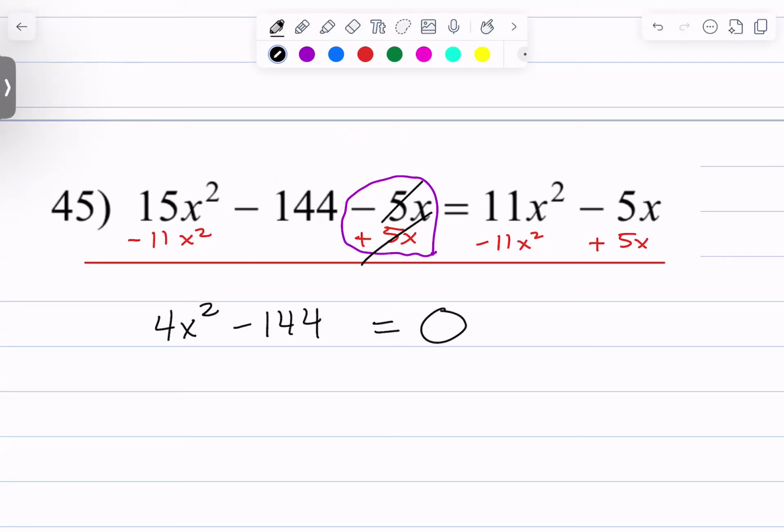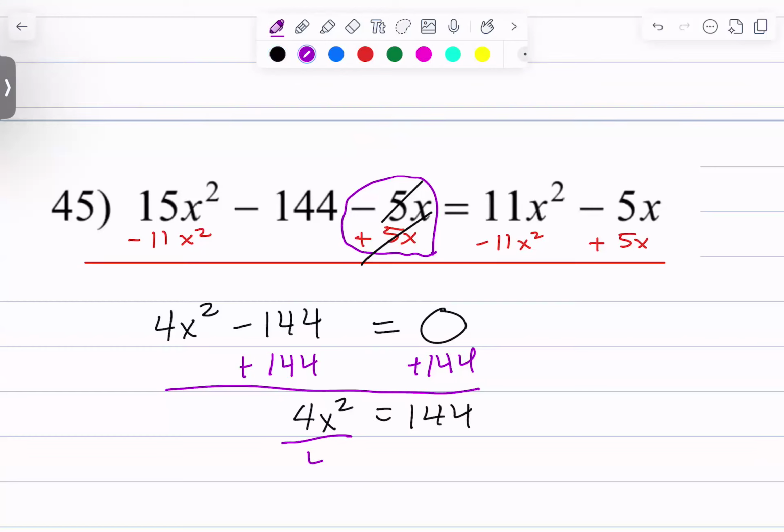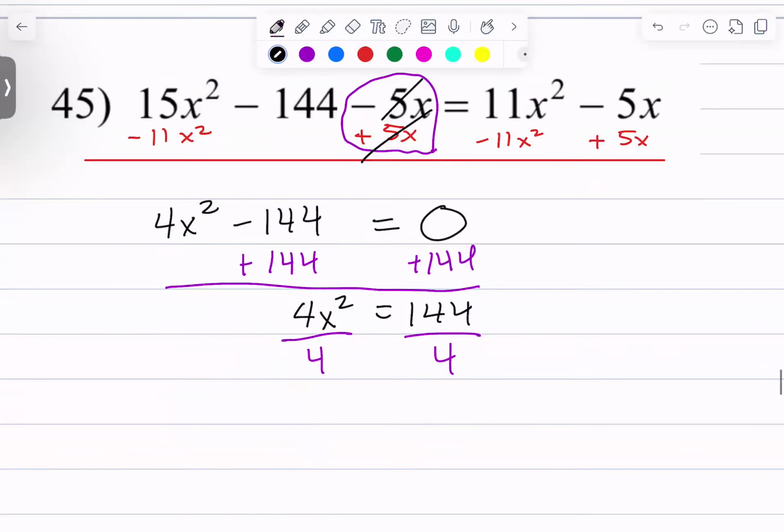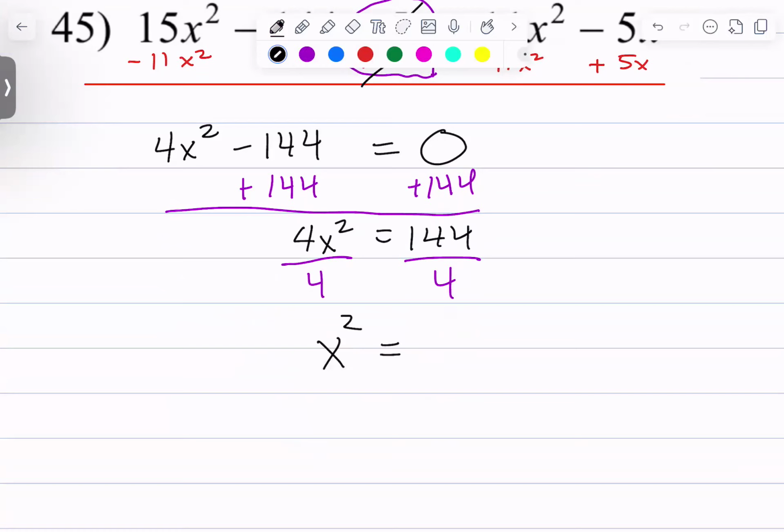So I can just solve it by taking the square root, right? So I'm going to add 144 to both sides. And that's 4x squared equals 144. Divide by 4, divide by 4 to get x squared equals, what is that? 36? Yeah. And then we're going to square root it, square root, square root. So x is equal to plus or minus square root of 36, which is 6.